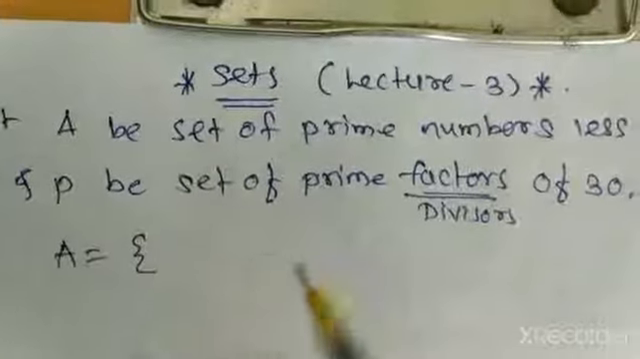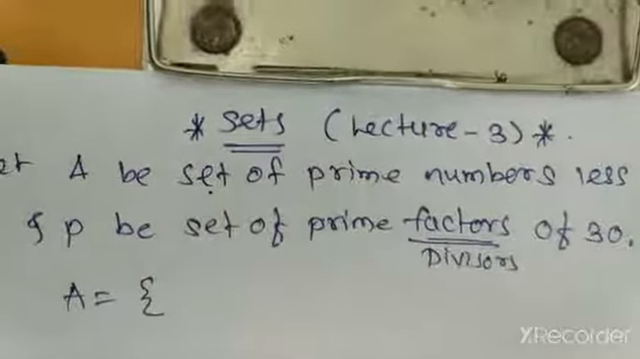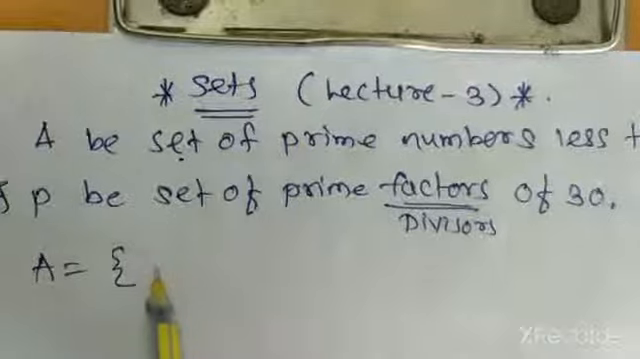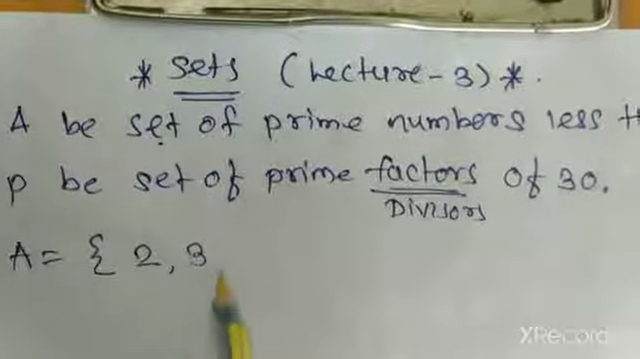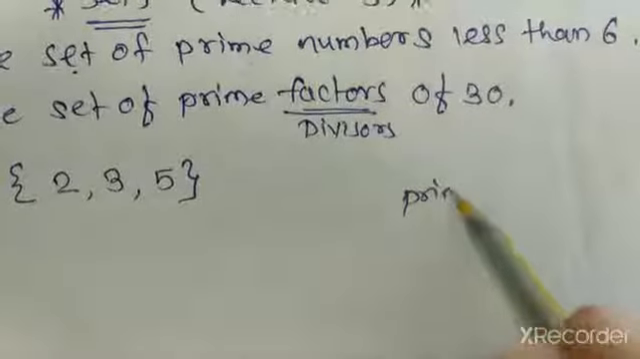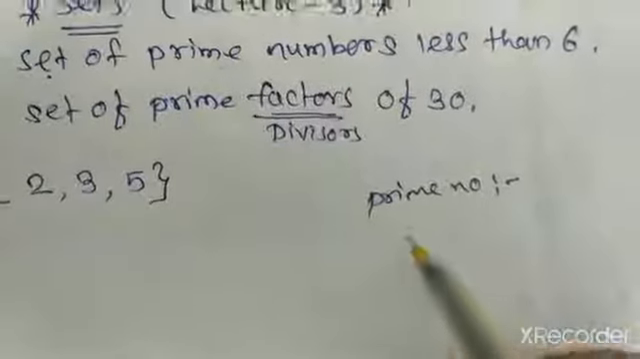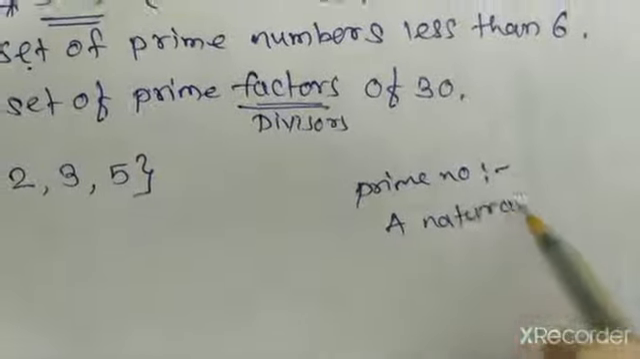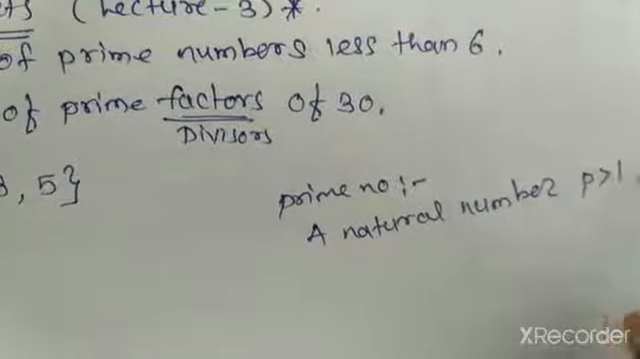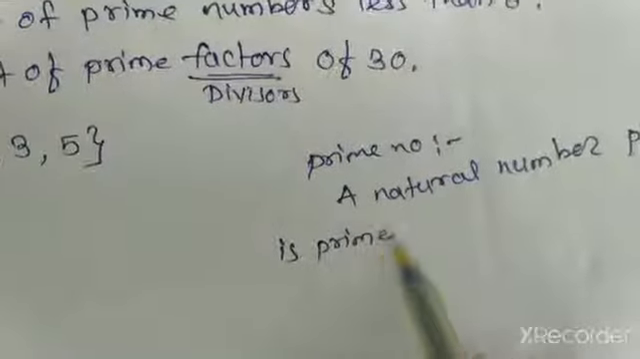Here A is equal to what? The set of prime numbers less than 6. Prime numbers less than 6 are: the first prime number is 2, next 3, 5. You know the definition of a prime number. A prime number is a natural number, we denote it by P, greater than 1.